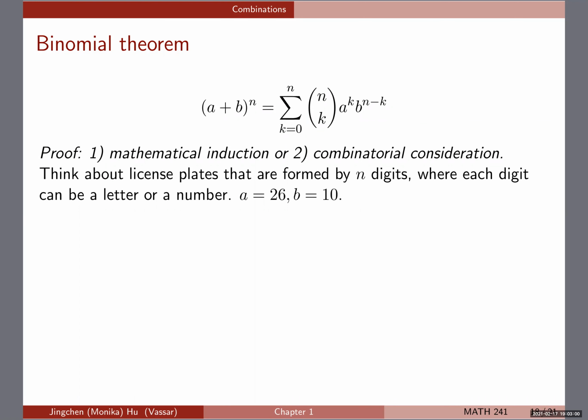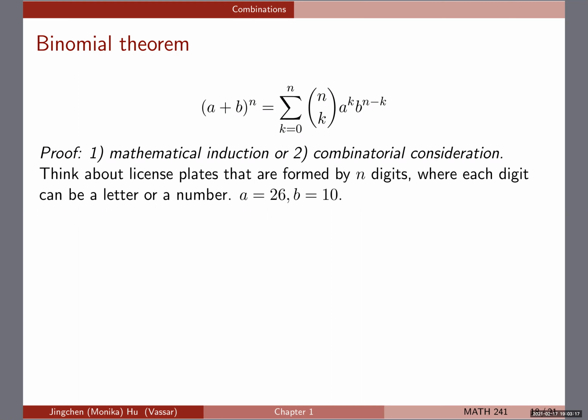Remember, we talked about the license plates early. Back then we had 6 digits, right? The first 3 can be letters and the last 3 can be numbers. And then we were thinking about the number of ways, or the number of distinct license plates, you're able to have.